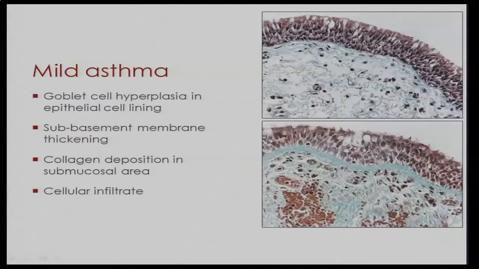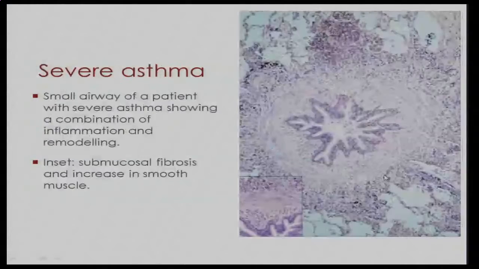But then in asthma, this is mild asthma, you start seeing this goblet cell hyperplasia. So you can start seeing these goblet cells where there's more mucus being produced. And the sub-basement membrane starts to thicken and we start to see it a little bit more evidently than in somebody that doesn't have asthma. And there's more of a cellular infiltrate now.